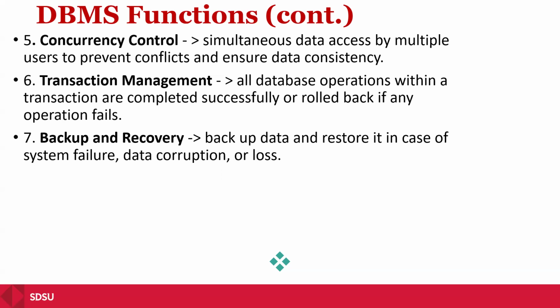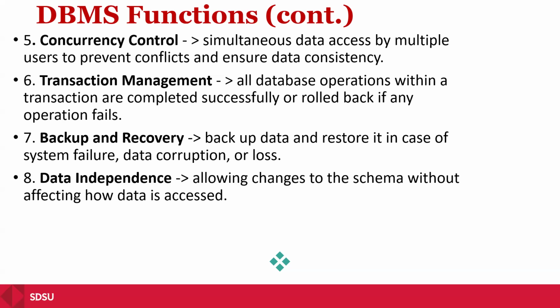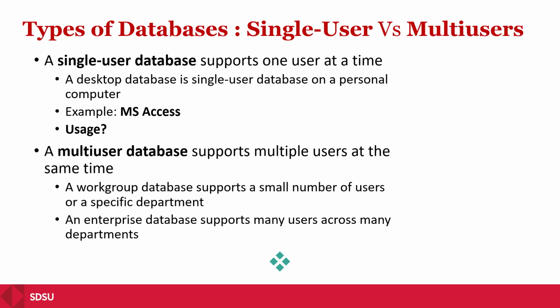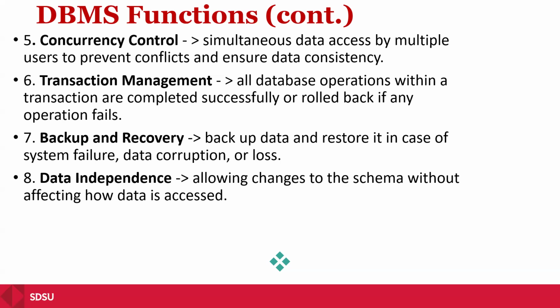Backup and recovery. So database management system allows us to back up data and restore data when needed, and data independence. We talked about data independence a little bit a couple of slides ago. So data independence is the ability of the system to change the data without changing processing routines. In this case, without changing schema. So those are the main database functions.